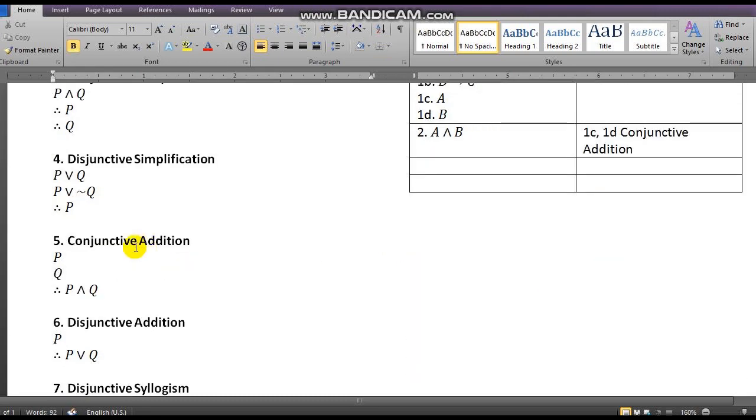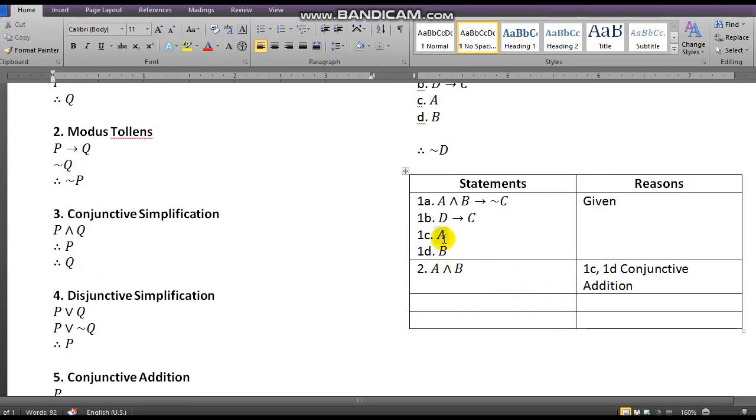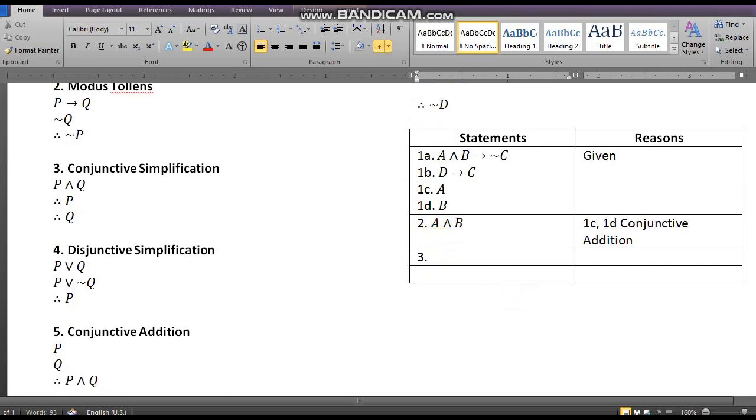So we can say that on statement 2, A and B is true using 1C, 1D, conjunctive addition. Remember that in conjunctive addition, we can add two true statements together to form a conjunction, A and B, since A is true and B is true. Since we know that A and B is true, if A and B is true, it follows that not C is true. We base it from statements 1A and statement 2. So that is 1A, 2.